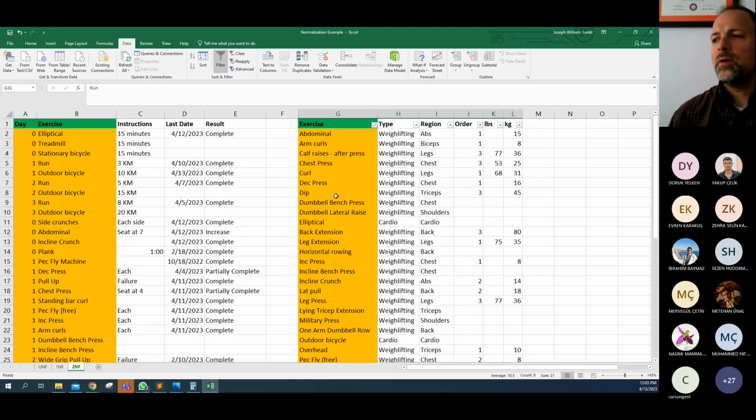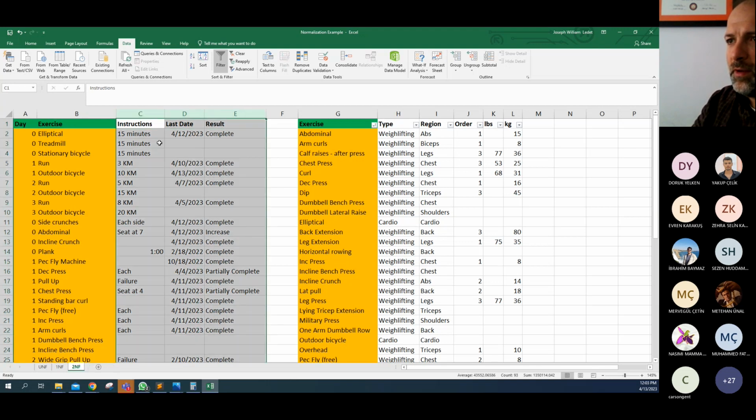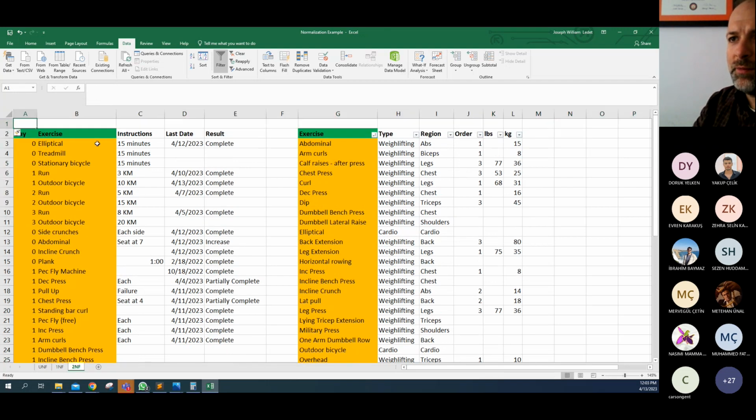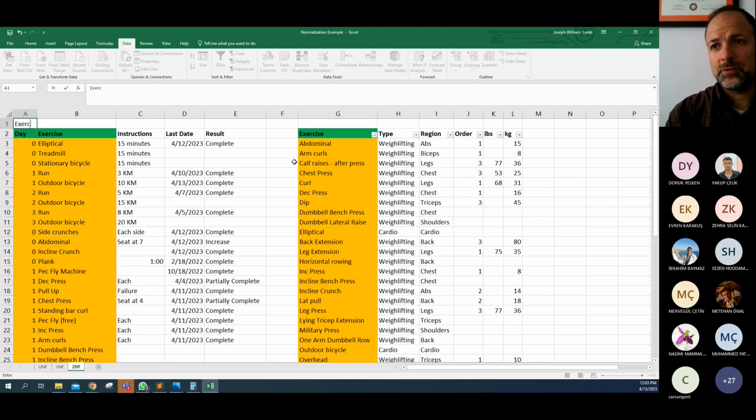So now this is second normal form because all cells here are determined by the primary key and no subset. And the same is true for this table here. Now we would give these two tables names. So this name would be exercise day, something like that. This would be exercise info maybe. Okay.